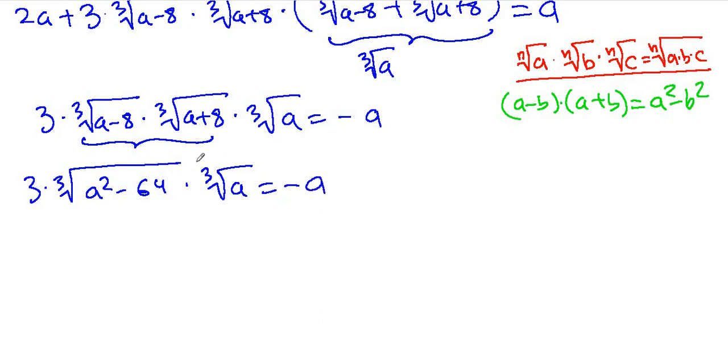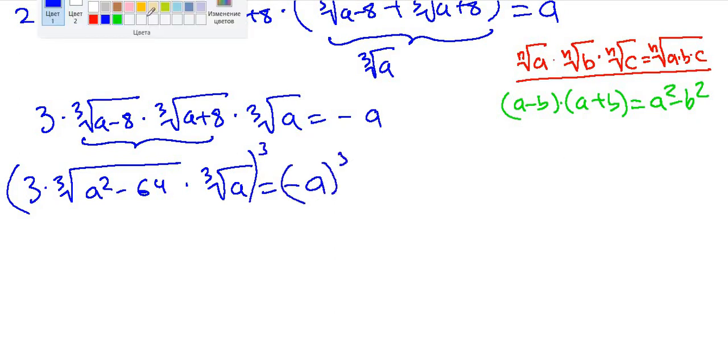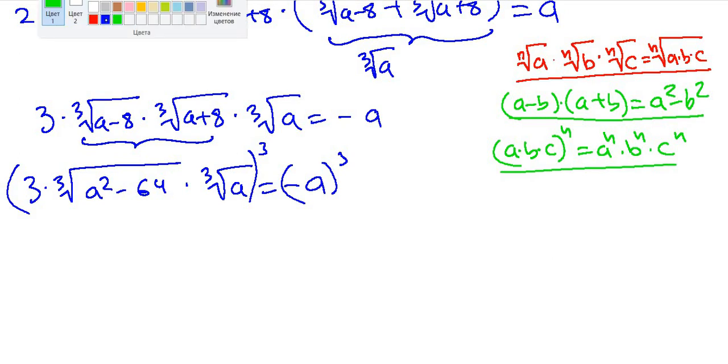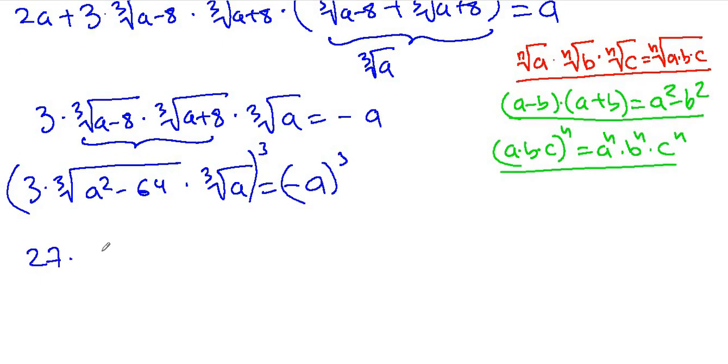Now again, to eliminate radicals I am going to cube both sides, and I'm going to use again the following formula. We know that a times b times c to the power of n, then I have to raise each expression to the power of n. In other words, this is equal to a to the power of n times b to the power of n times c to the power of n. Now using this formula I can easily cube the left hand side and right hand side. So the left hand side is 27 times a squared minus 64 times a is equal to minus a cubed.